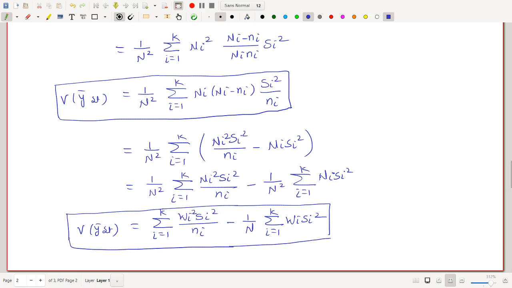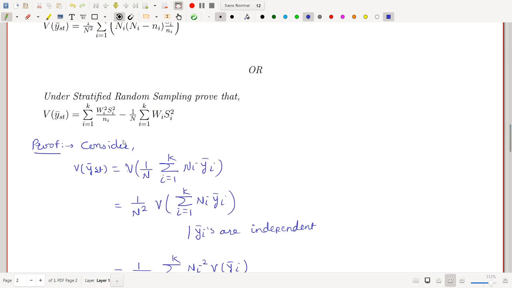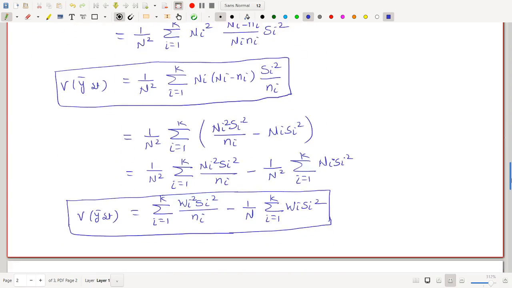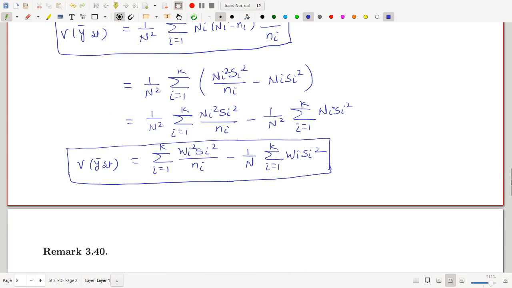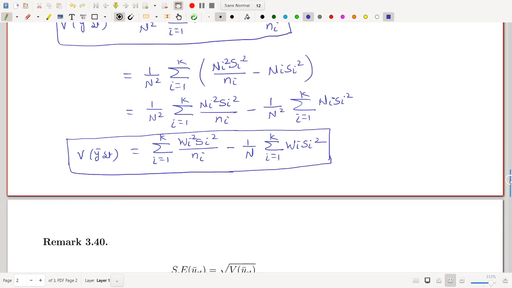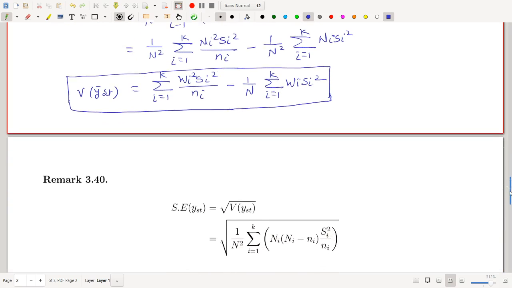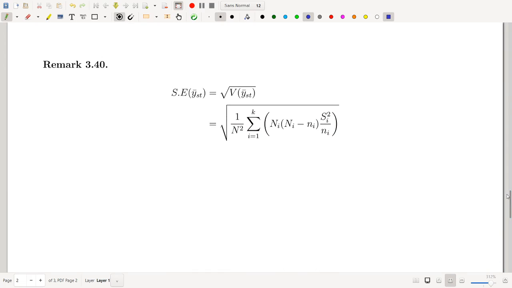Alright. So we were asked to obtain the variance of y bar st in terms of Wi. So in terms of Wi, the variance of y bar st will be this one. I think all of you understand this one. Now look at this remark.